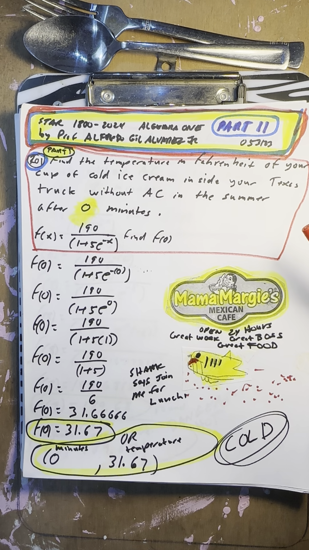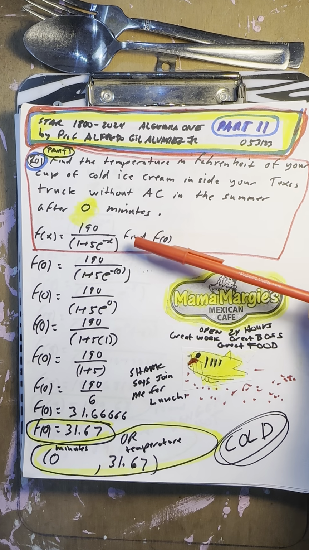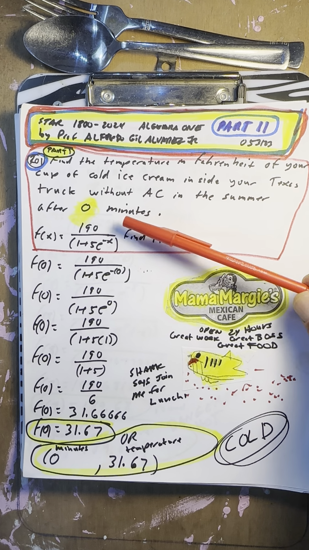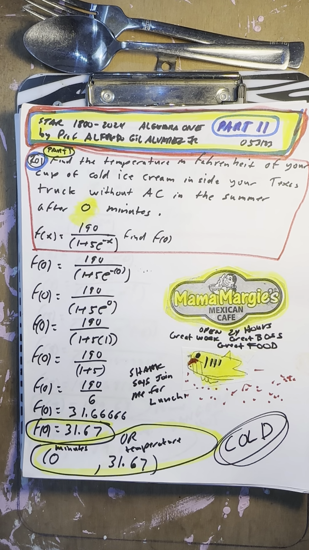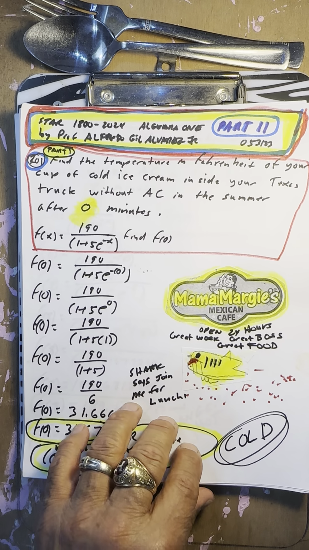So the temperature in Fahrenheit of your cup of cold ice cream inside your Texas truck without AC after 0 minutes. You just got in the truck. Put a thermometer in it. It's going to say 0 minutes in the truck, the temperature is 31.67 degrees. It's freezing cold, ice cold, delicious ice cream. Now, stay in the truck.